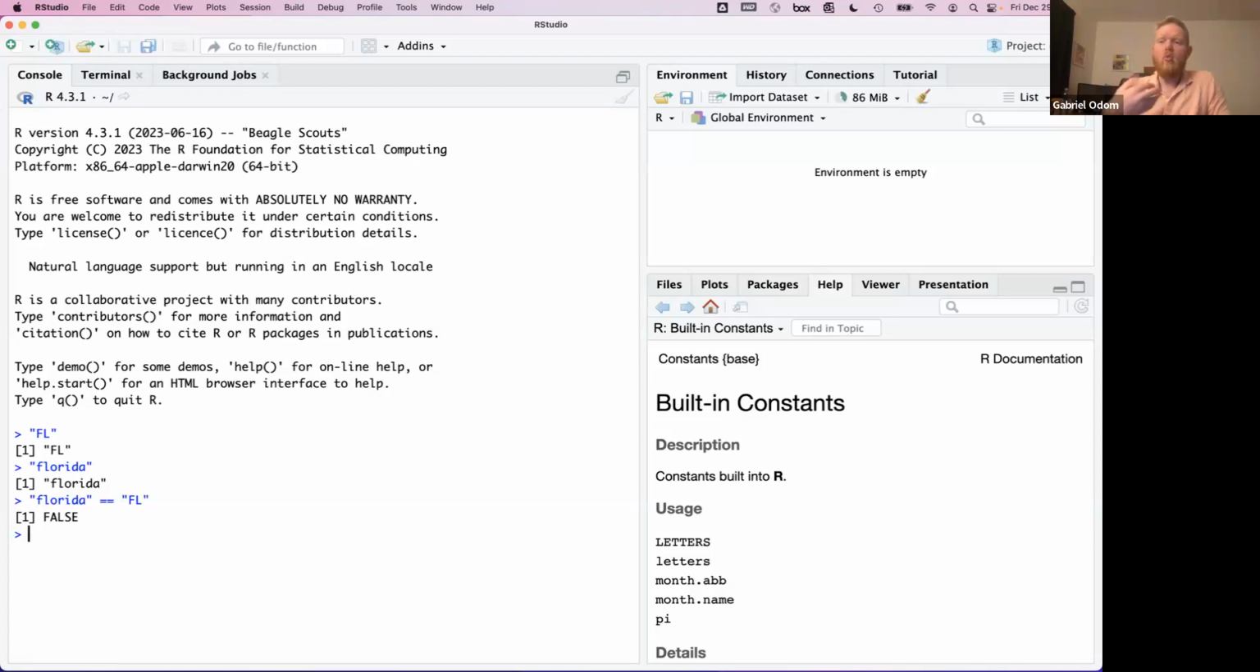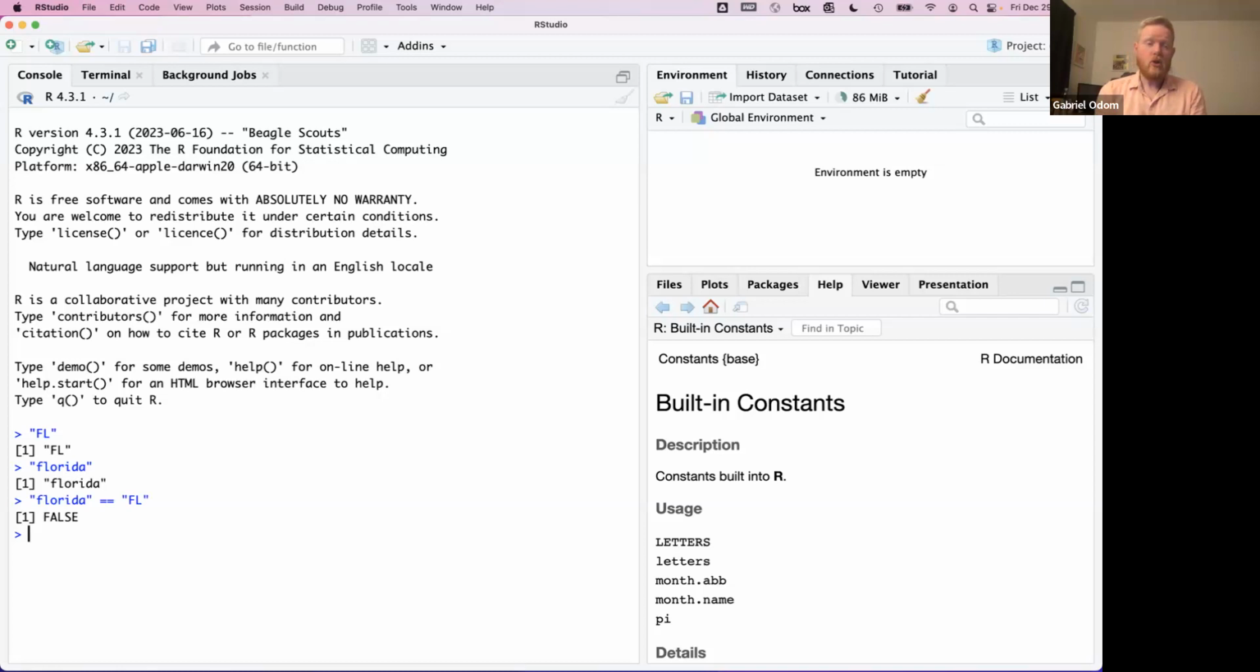And even though we understand that Florida and capital F, capital L are talking about the exact same thing, they're both talking about the state of Florida, that does not mean that R is going to understand that that's what we mean. And realistically, that a computer would understand that that's what we mean.